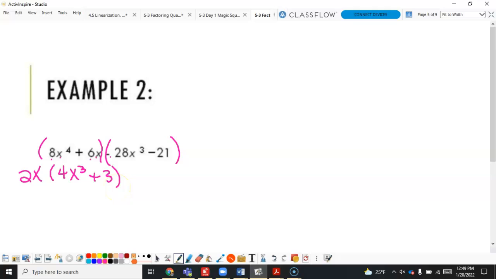Now, since both terms inside are negative, and my terms here are both positive, I'm going to factor out a negative with my GCF. So I'm going to take out a negative 7, because taking out a negative 7 will leave me behind 2 positives. So that leaves behind 4x cubed plus 3.